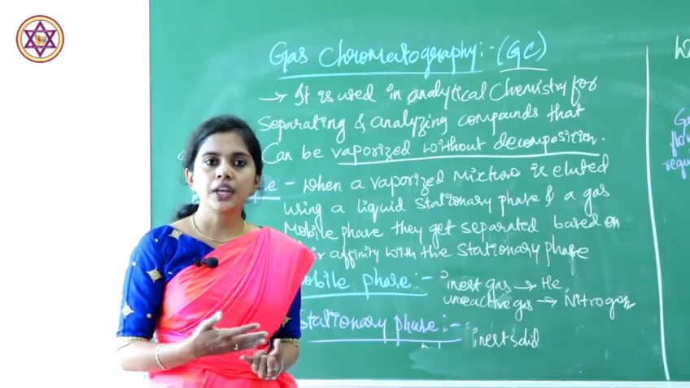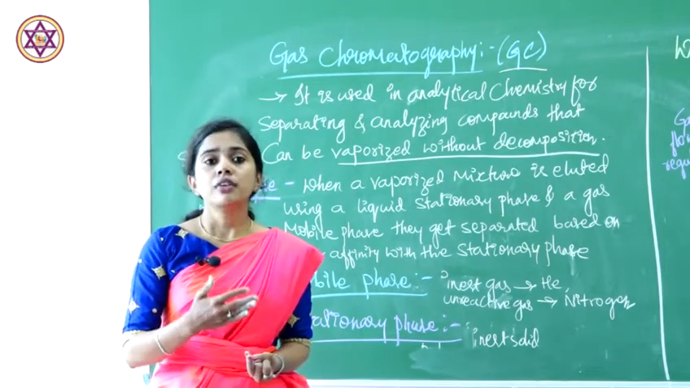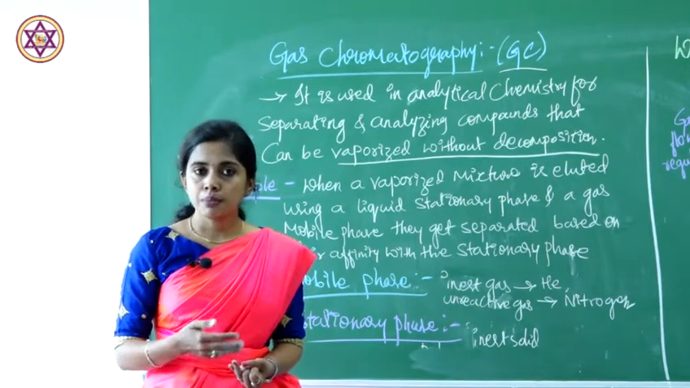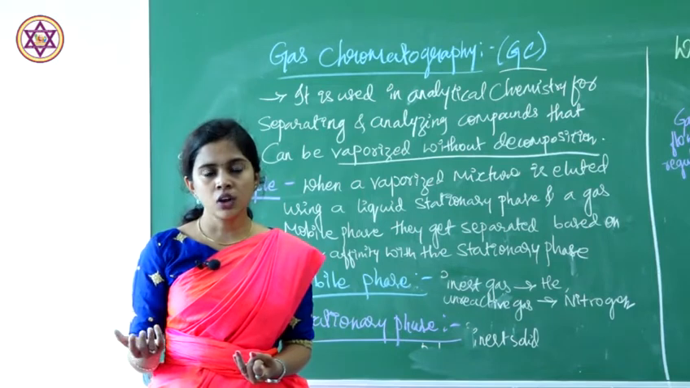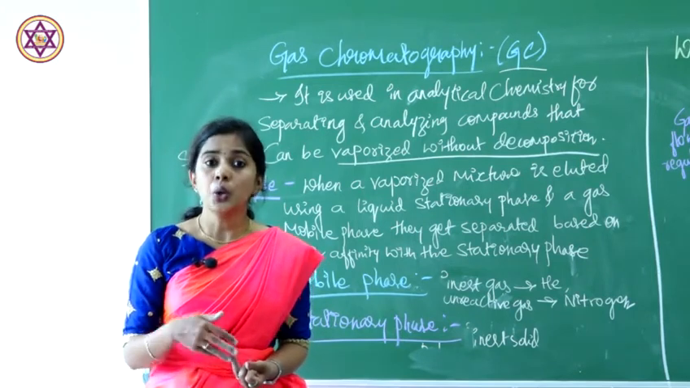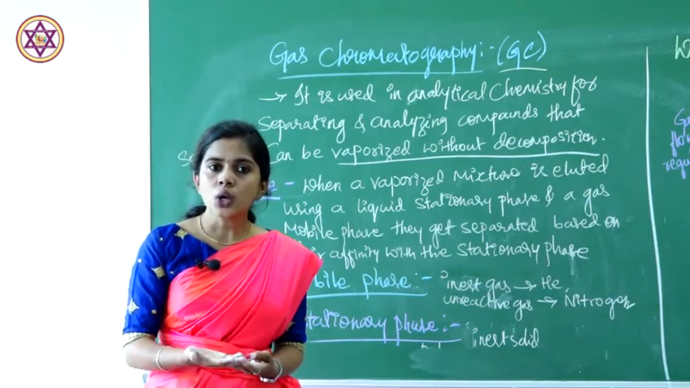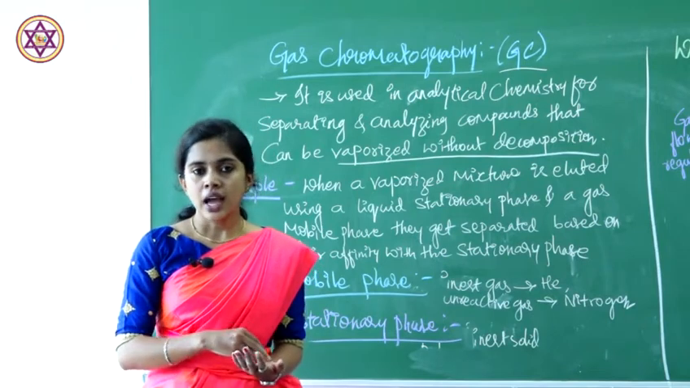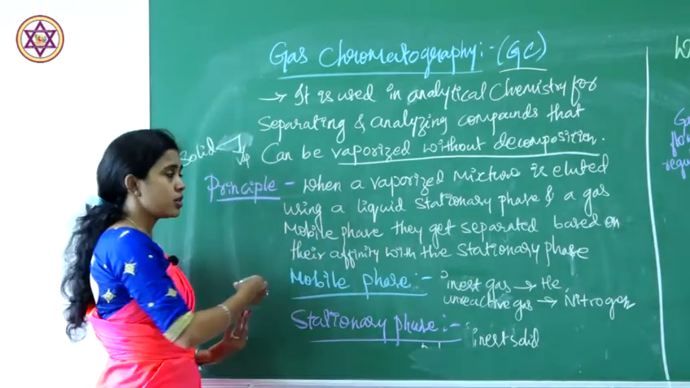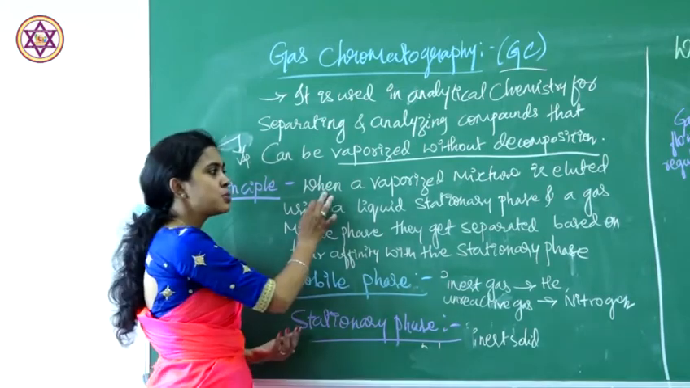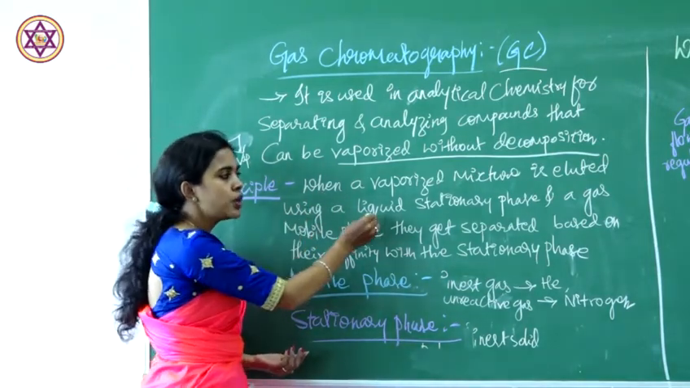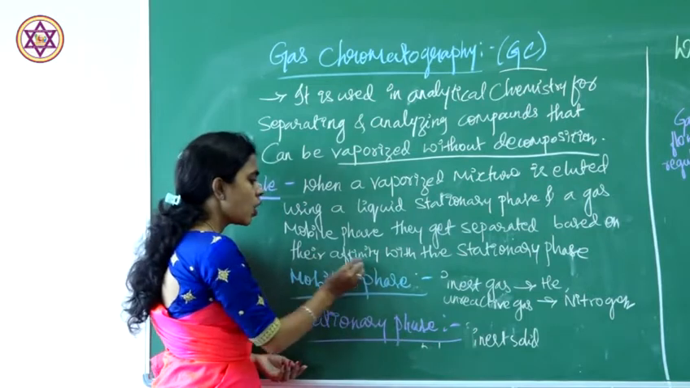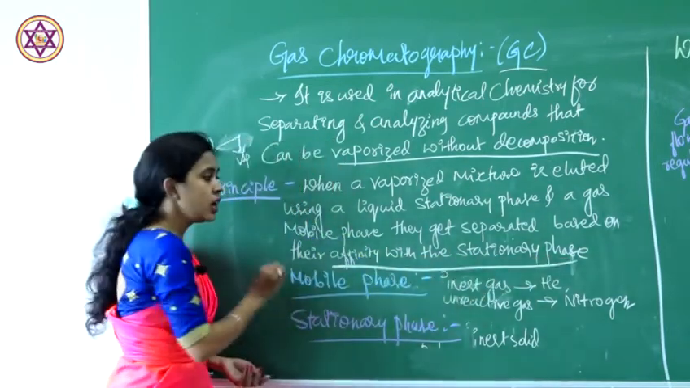For example, if you take acetone and methanol, acetone becomes volatile in 3 minutes only, whereas methanol takes 5 minutes, and some other compounds can take 7 to 8 minutes. Depending on the volatile nature, we separate and analyze the compound by gas chromatography. The principle says that when a vaporized mixture is eluted using a liquid stationary phase and a gas mobile phase, the components get separated based on their affinity with the stationary phase.